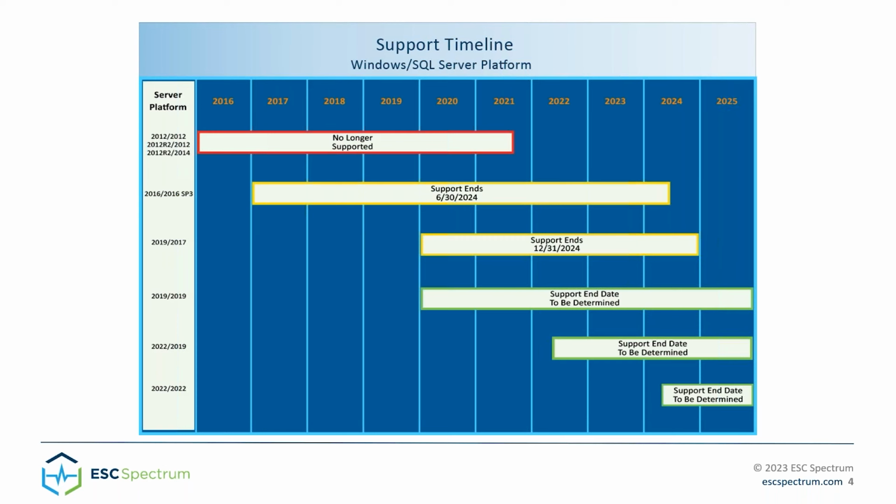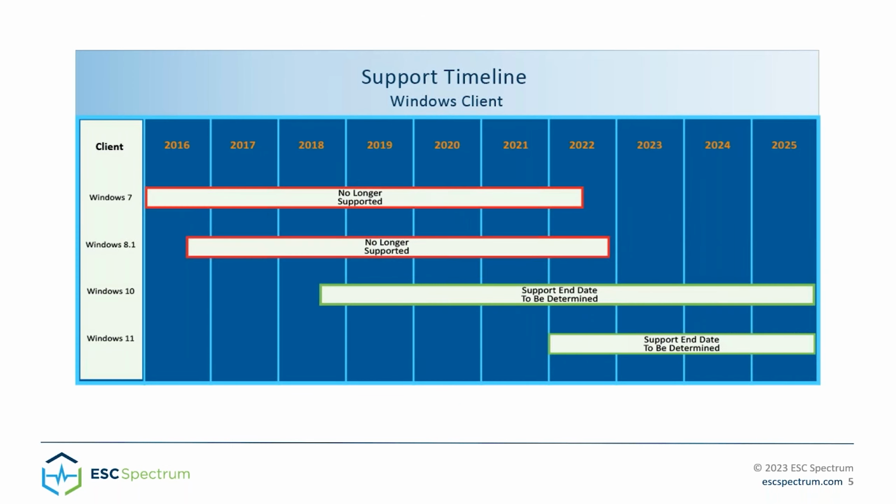Windows Server 2016 will not be supported after the end of June. SQL Server 2017 will stop being supported in January of 2025. So if you're looking for upgrades, aim to get everything upgraded to SQL Server and Windows Server 2019 or 2022. On the client side of things, Windows 10 and Windows 11 will both be supported for the foreseeable future.